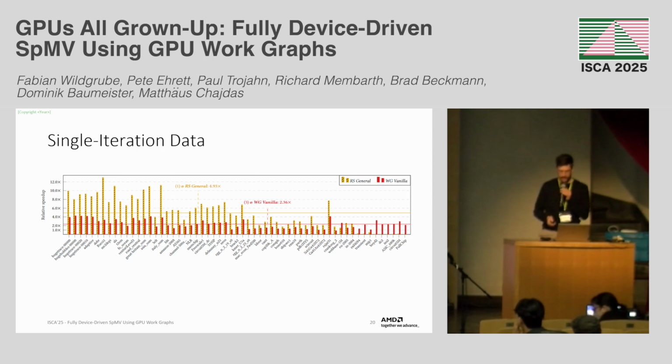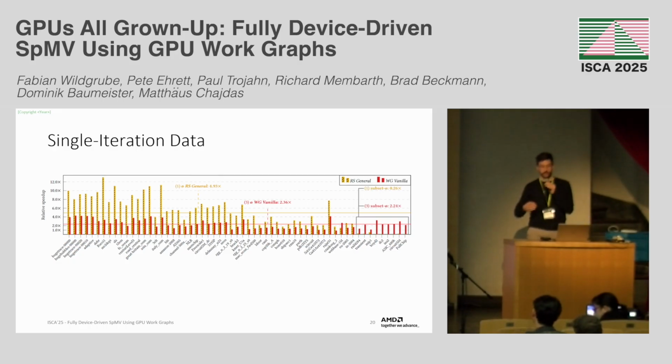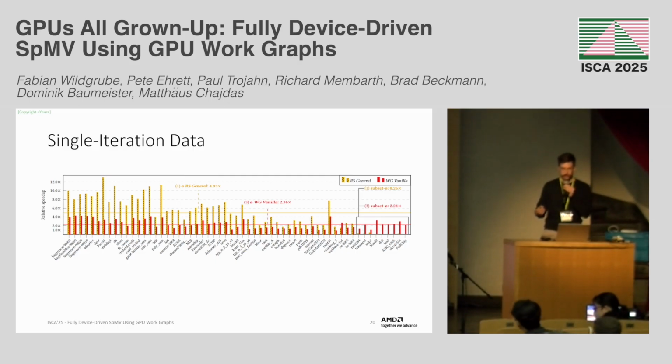But what we see on the right-hand side of the graph is that for the matrices with a lot of variety in the sparsity, CSR general actually deteriorates because you have long rows in the matrix, and that just doesn't work out well if you have a fixed thread allocation. But the work graphs version here still shows a consistent performance improvement.